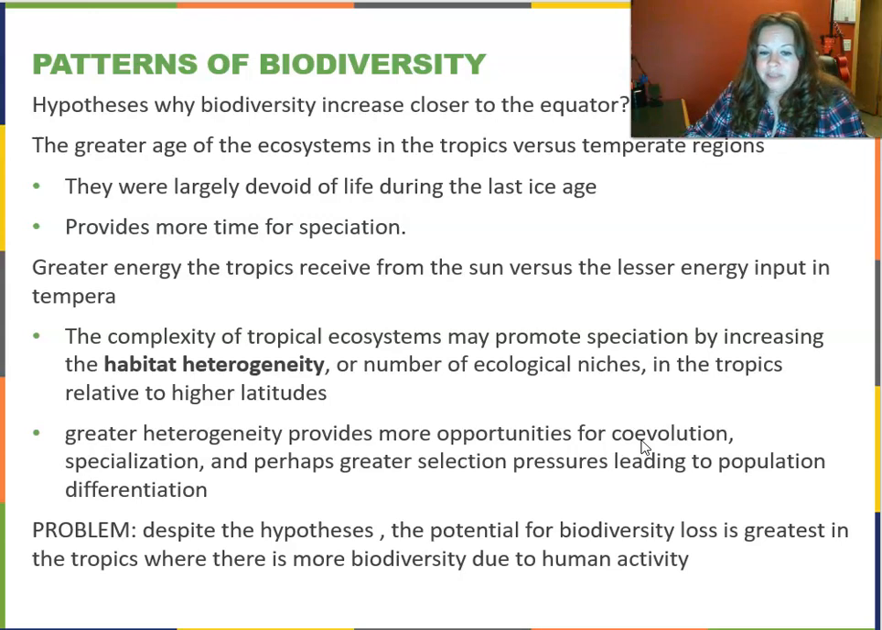So problem: despite the hypotheses, the potential for biodiversity loss due to human activity is greatest in the tropics, where there's more biodiversity.